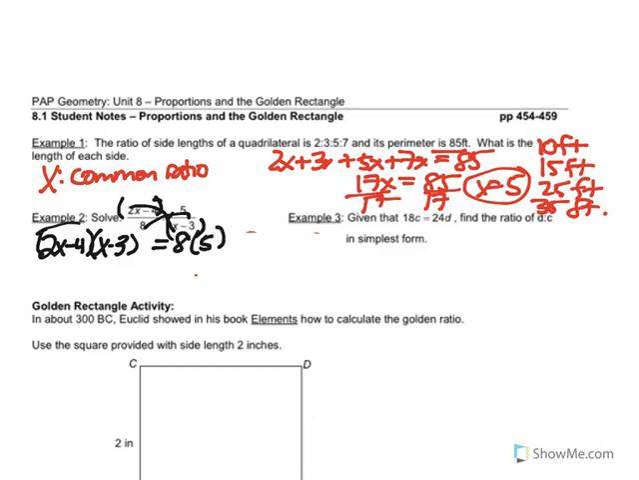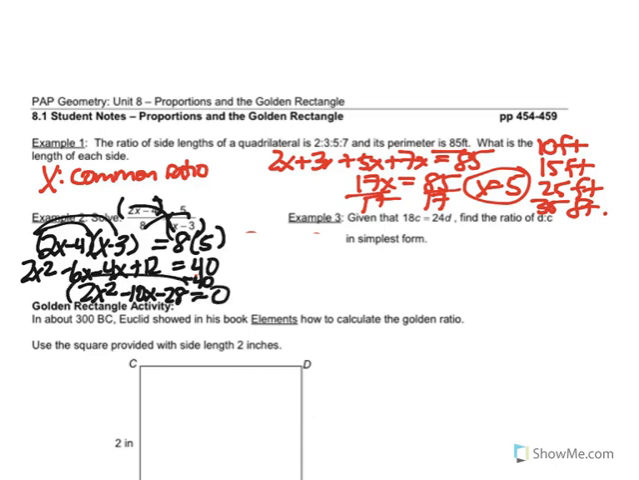Now, you're going to do double distribution here, so you get 2x squared minus 6x minus 4x plus 12 equals 40. So we end up with 2x squared minus 10x, and then I'm going to subtract 40 from the 12 and get minus 28 equals 0. Now we have a quadratic equation. Two ways you can solve it. One would be to factor it.